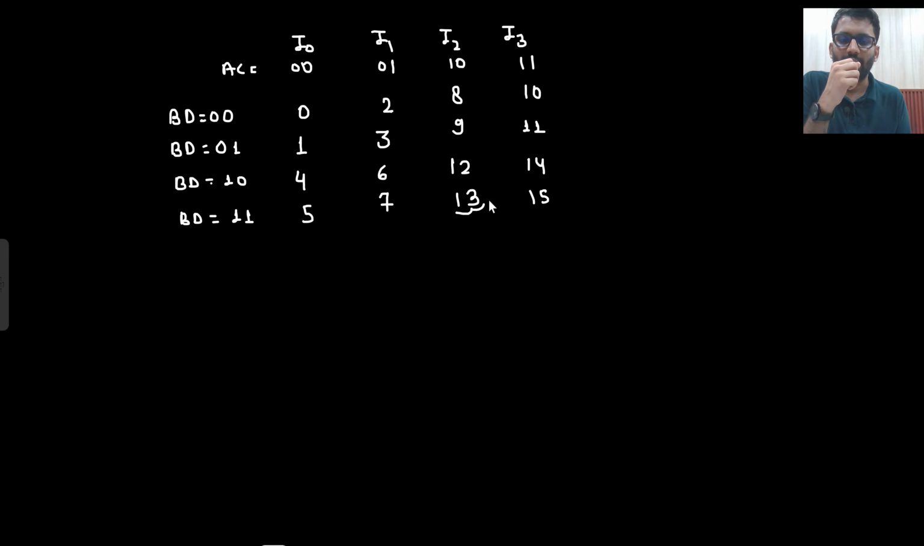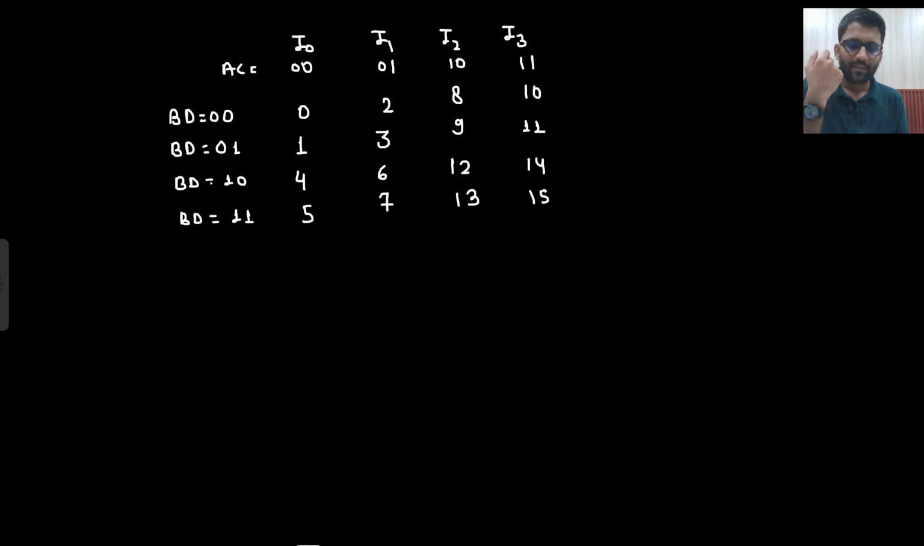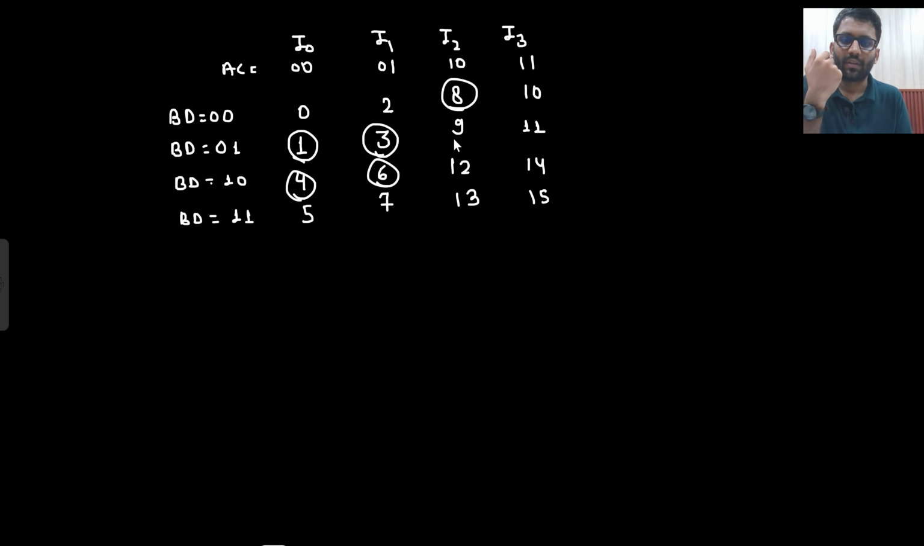Let's check for this 13. So for this 13, A is 1, B is 1, C is 0 and D is 1. So 13 only. Now the minterms are 1 3 4 6 8, and 9 11 12 14.